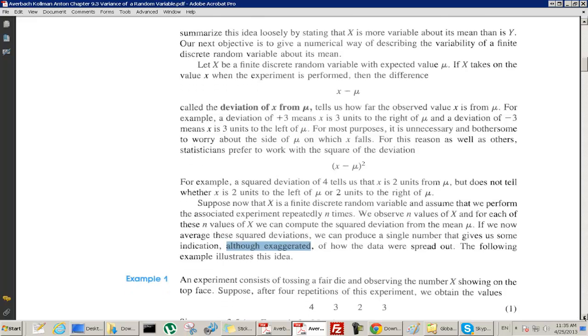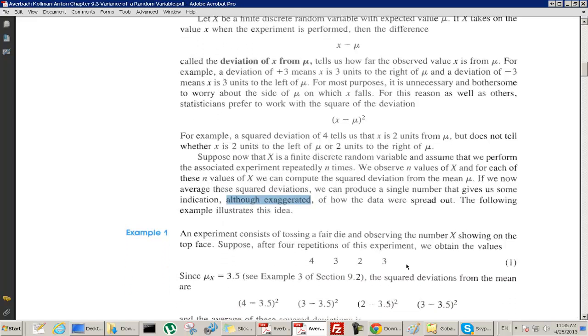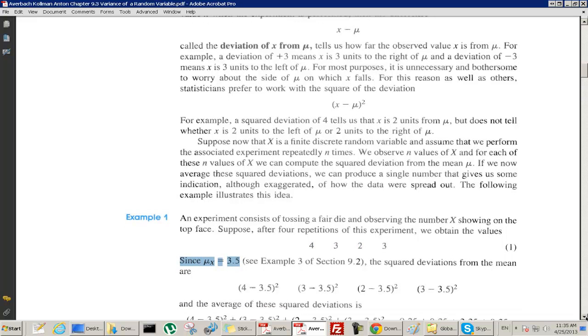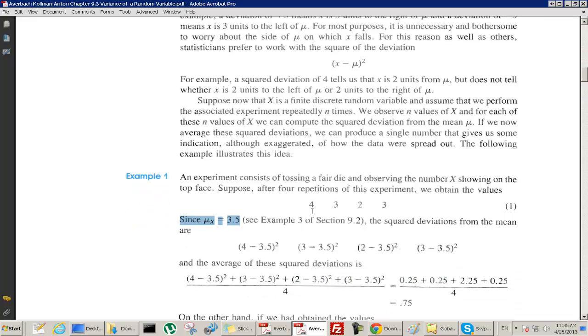So they say, let's look at an example. An experiment consists of tossing a fair die and observing the number x showing on the top face. Suppose after 4 repetitions of this experiment we get these. Since mu sub x is equal to 3.5, the squared deviations from the mean are 4 minus 3.5, 3 minus 3.5, 2 minus 3.5, 3 minus 3.5 squared, and we get all these. Then we average these up, in other words, sum them and divide by 4. We get 0.75.